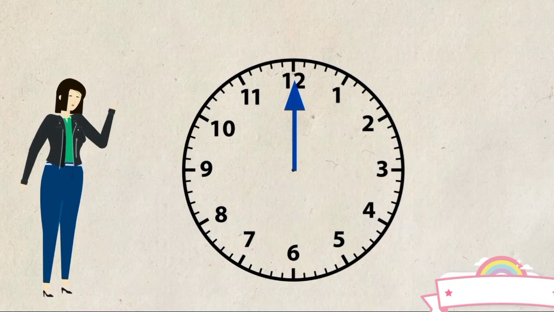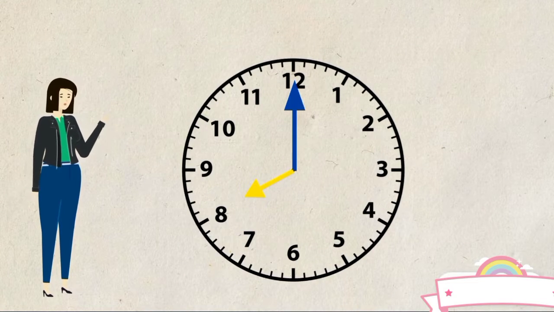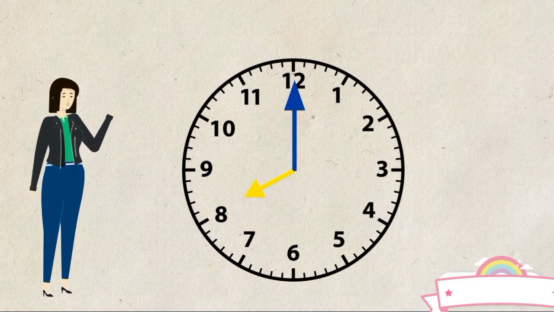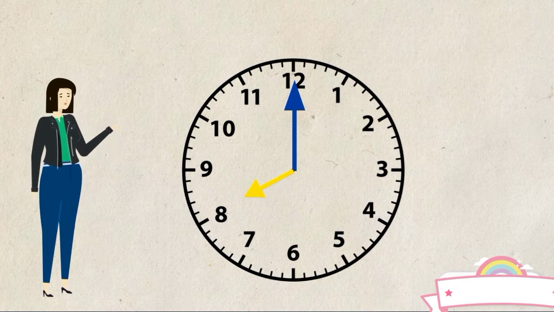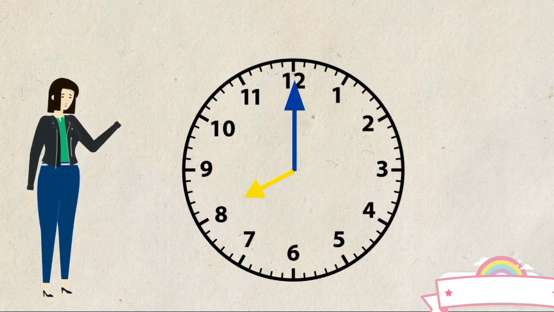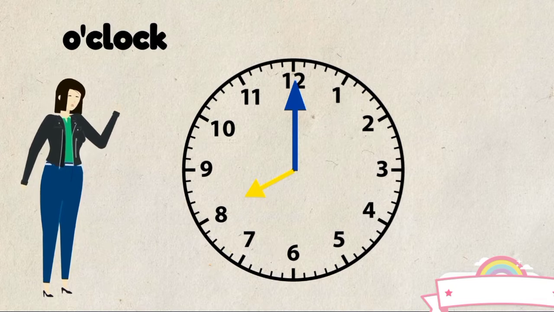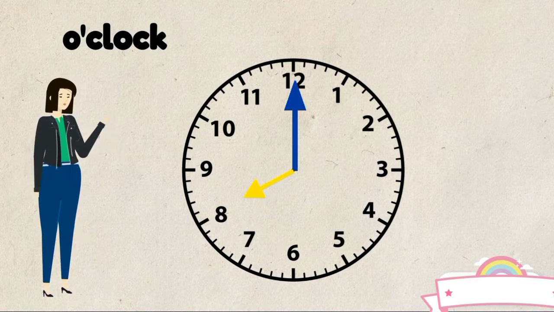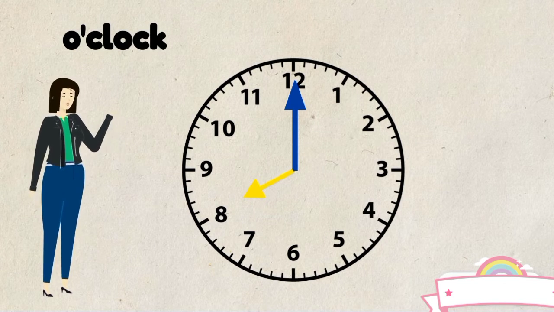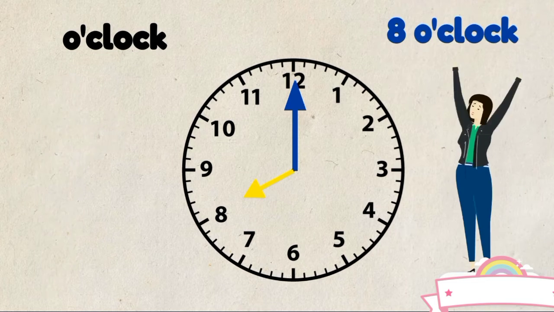Let's try one more. Have a look at these hands carefully. What time does this clock show? Let's see how you did. The long hand is pointing to the 12. So we know that it is o'clock. The short hand is pointing to the 8, so this means that the time reads 8 o'clock. Good job!